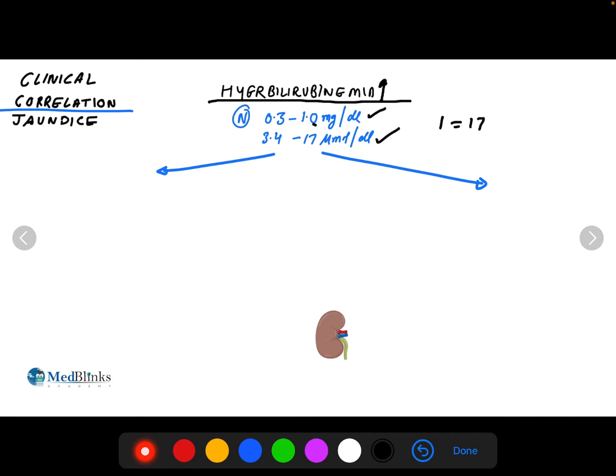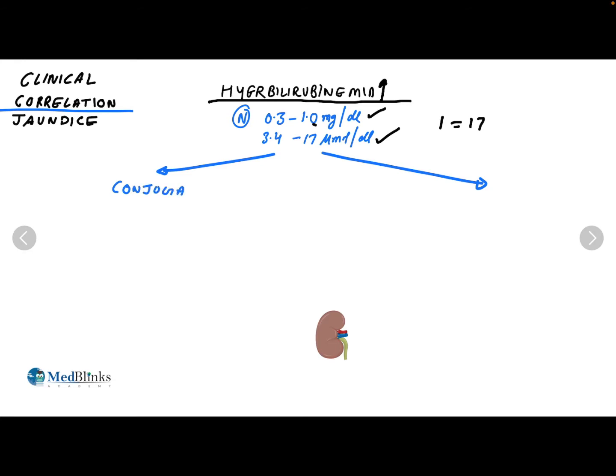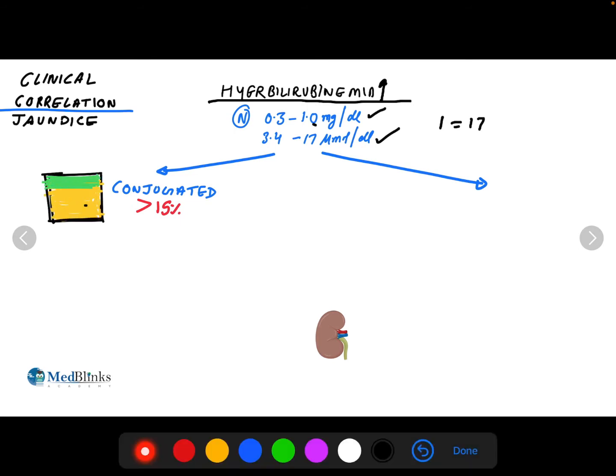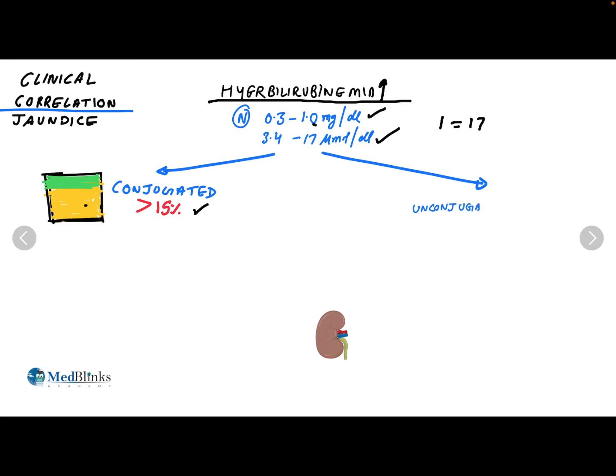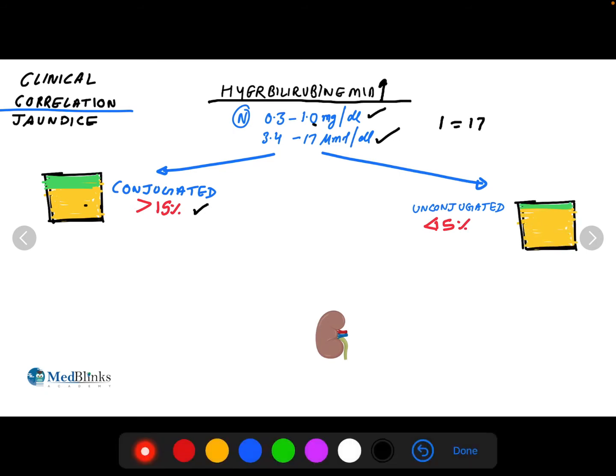Because there are two types of bilirubin in the serum, that is why we can have two types of hyperbilirubinemia. First type of hyperbilirubinemia is conjugated. Conjugated hyperbilirubinemia is defined as hyperbilirubinemia when serum fraction of conjugated bilirubin is more than 15%, and unconjugated hyperbilirubinemia is defined as when serum fraction of conjugated bilirubin is less than 15%. So, this definition is very simple and very important.